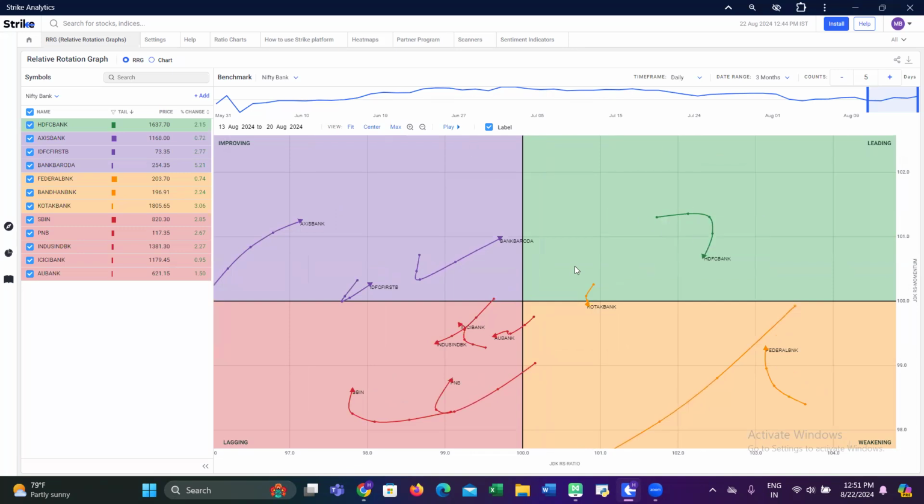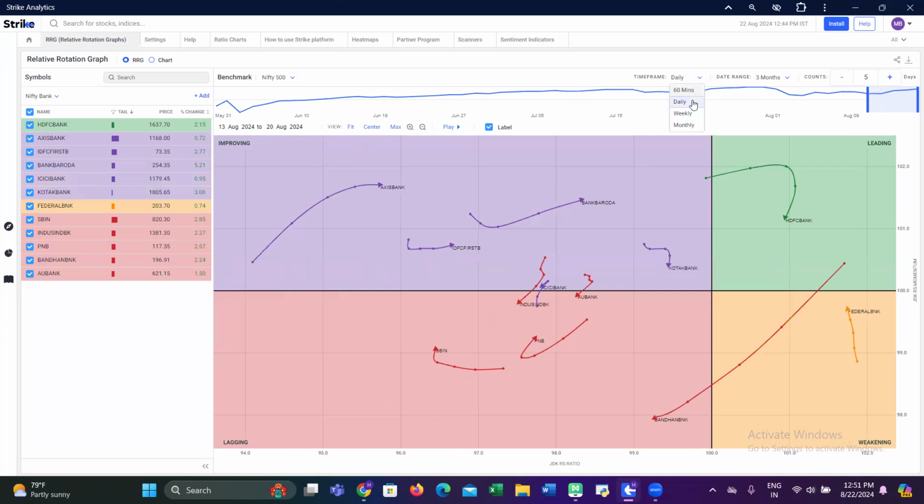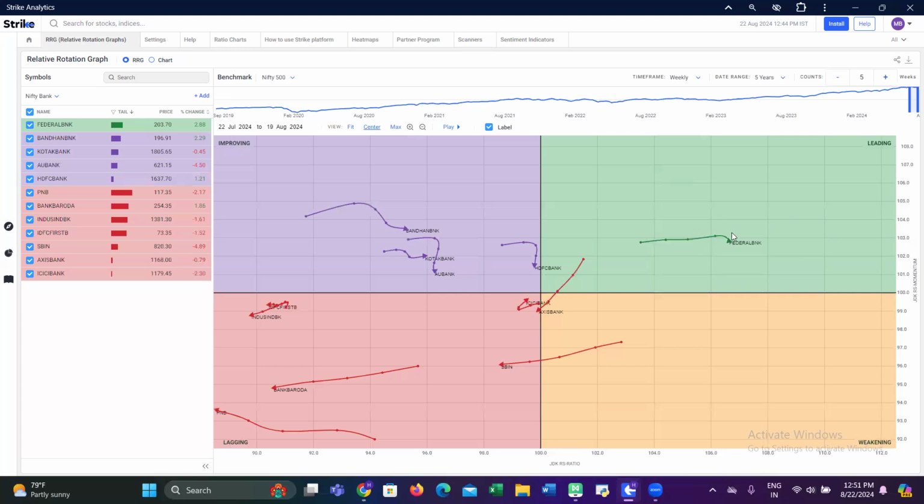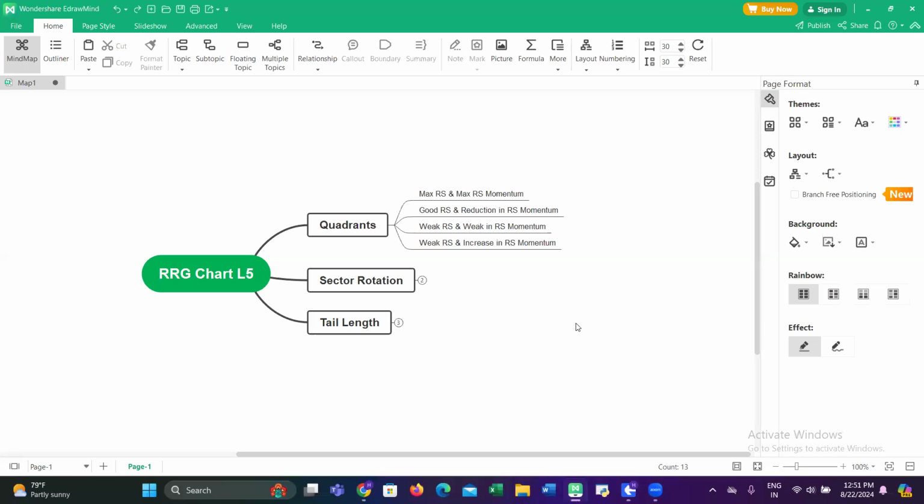And whatever we discuss in this video is just for our education purpose. Don't treat this as a buy or sell. Please, this is my request. And then let's look at this. So this is what you see in the leading quadrant: maximum RS ratio and maximum RS momentum.